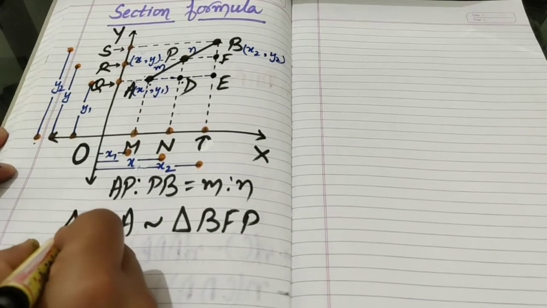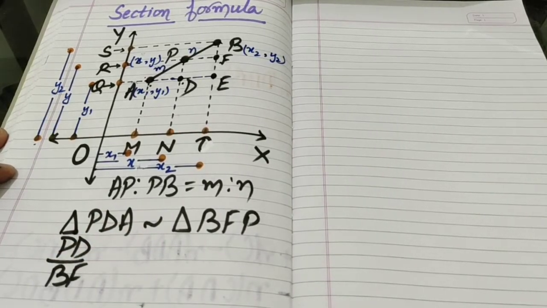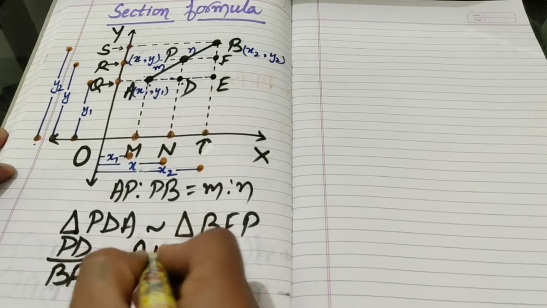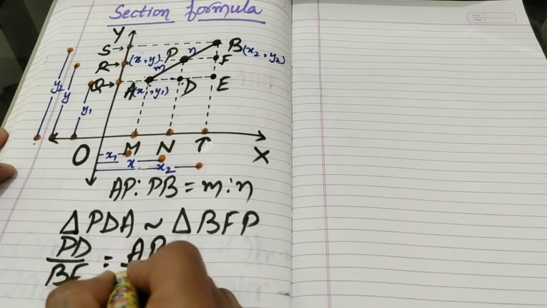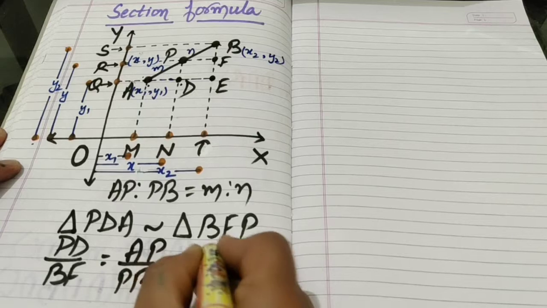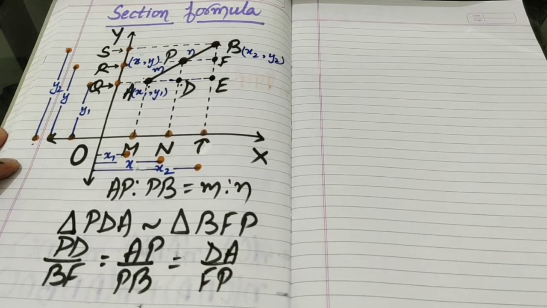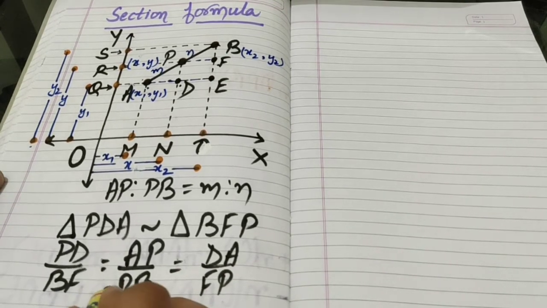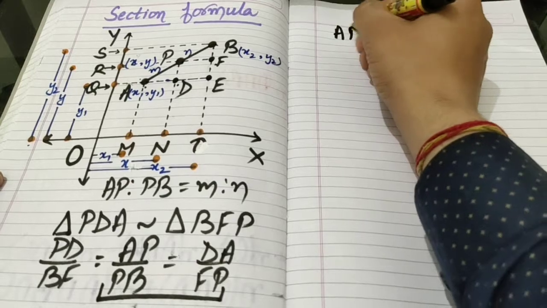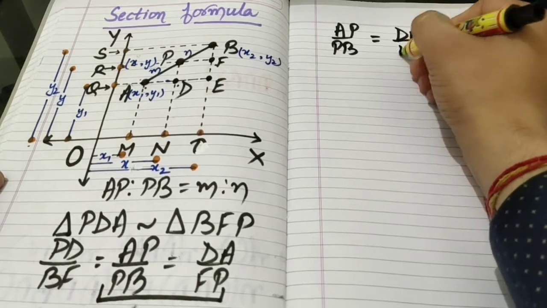And we know that if two triangles are similar, then their corresponding sides are in proportion. So we get PD over BF equals AP upon PB equals DA upon FP. Now let us take these two, that means we take AP upon PB equals DA upon FP.